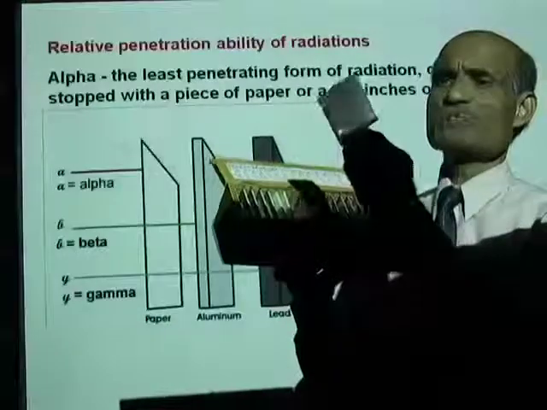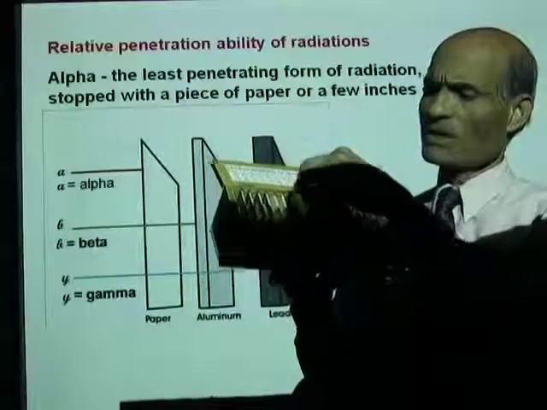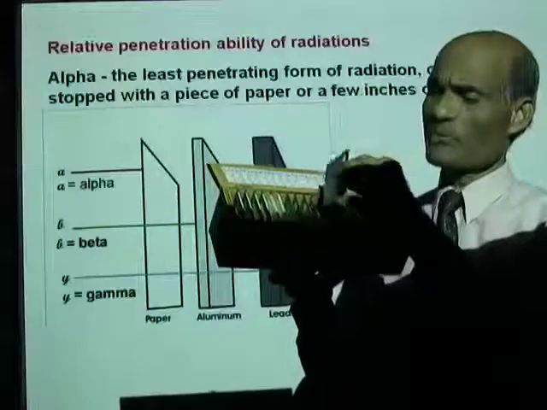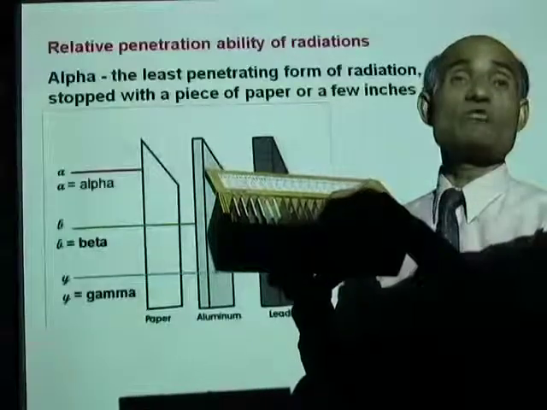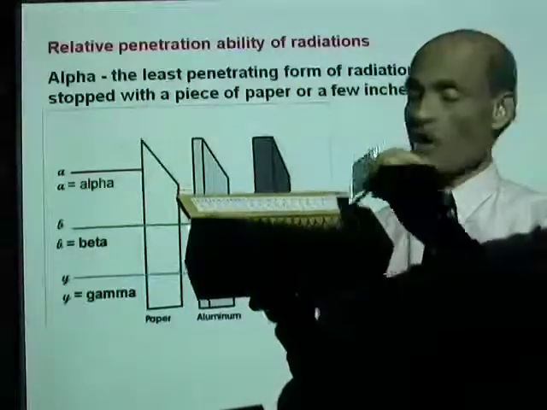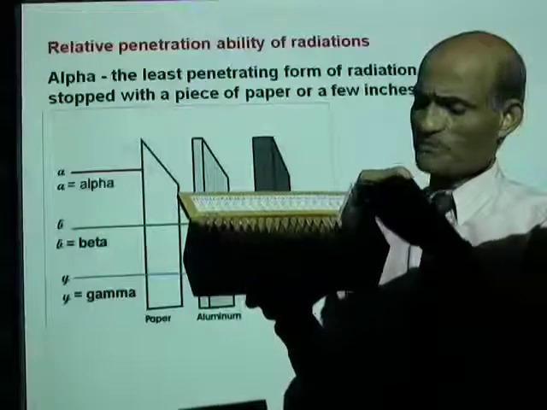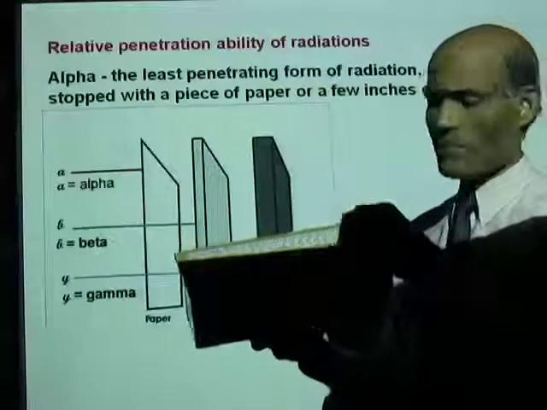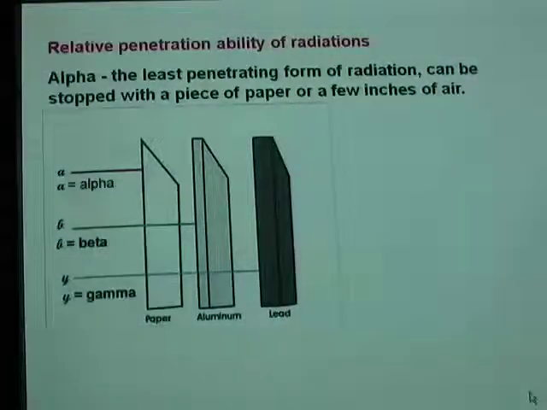Well, I have a sheet of aluminum, a thick one. Depending on the energy carried, you need different thickness. I have different thicknesses of aluminum to study the penetration abilities of different beta. And of course I have lead, which can stop the gamma radiations. The higher the energy carried by these radiations, the more difficult to stop them. So, one of the characteristics of these radiations is that they have different penetration abilities.